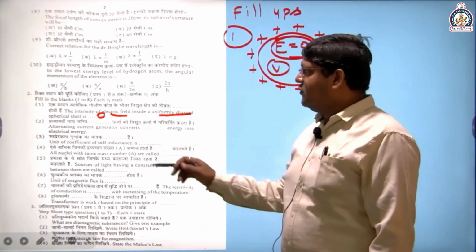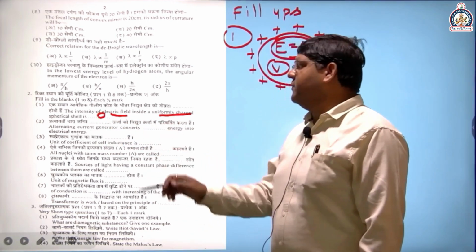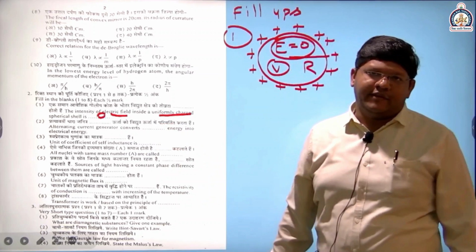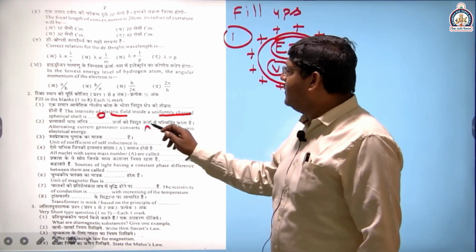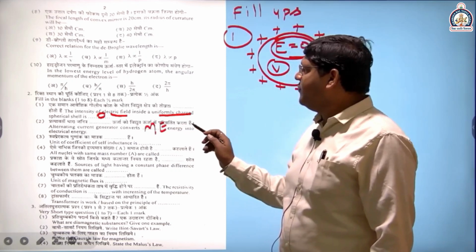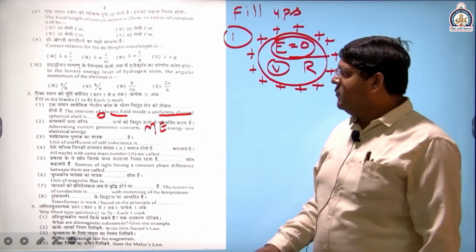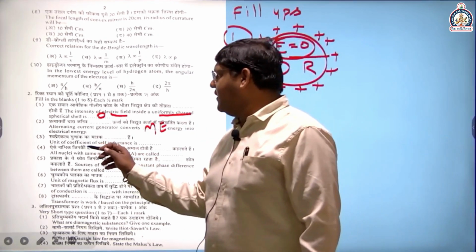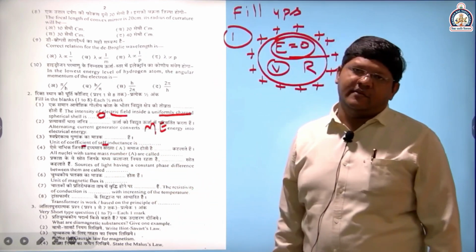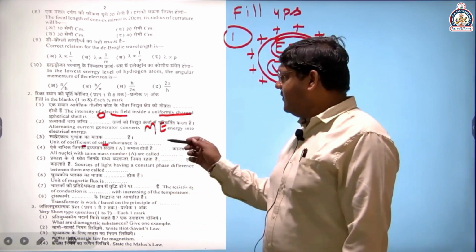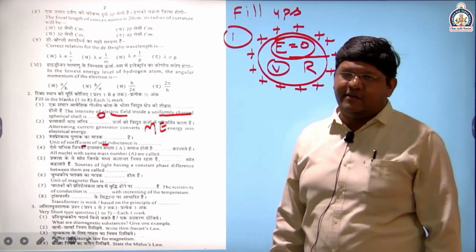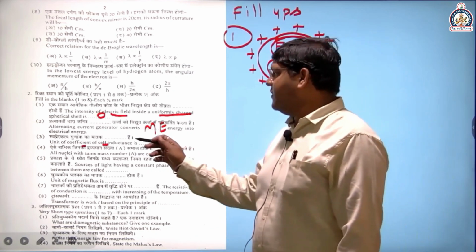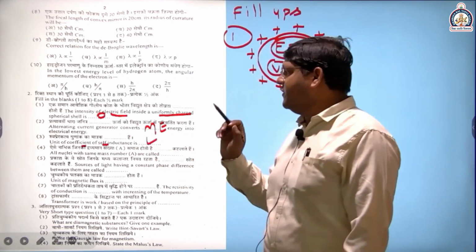Okay, the next question number 2, AC generator converts. What is the main mechanism of AC generator? It converts mechanical energy into electrical energy. Moving to the next question: the coefficient of self-inductance is. As we all know, self-inductance is denoted by L, and the coefficient is always denoted by L.